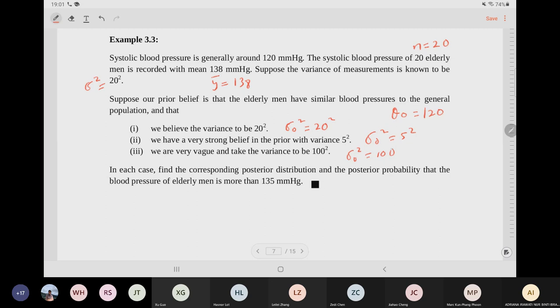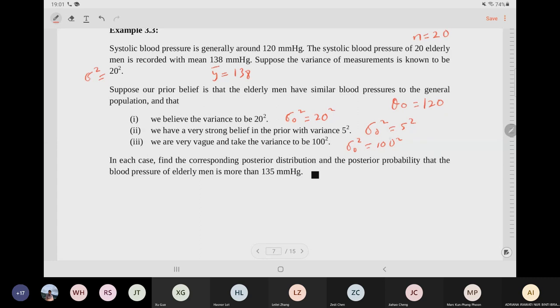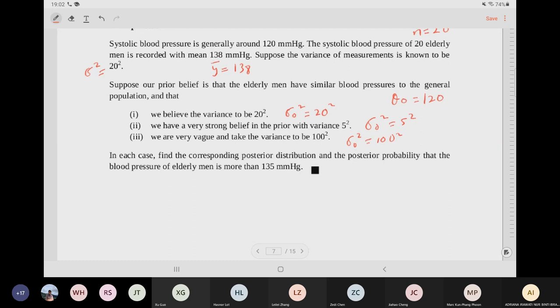So the first one is the variance being the same as your population variance, which is 20 square. Or we have a very strong belief, meaning a small variance in the prior, or very vague, meaning a very large variance, which is 100 square. In each case, we want to find the corresponding posterior distribution and the posterior probability that the blood pressure of elderly men is more than 135. We want to find the probability that your theta is larger than 135 using the posterior distribution.